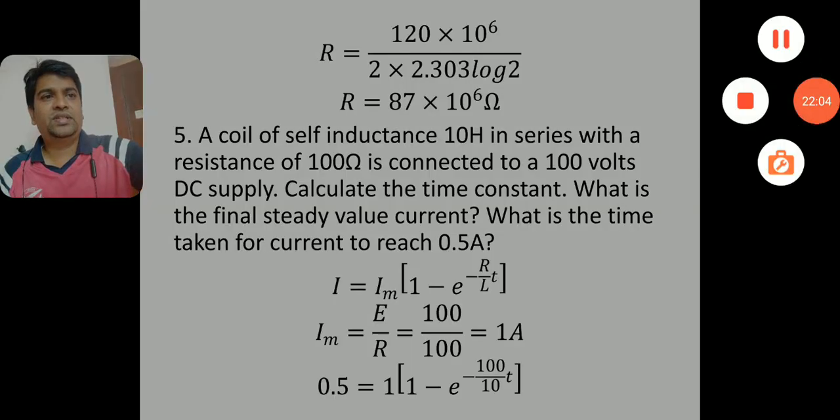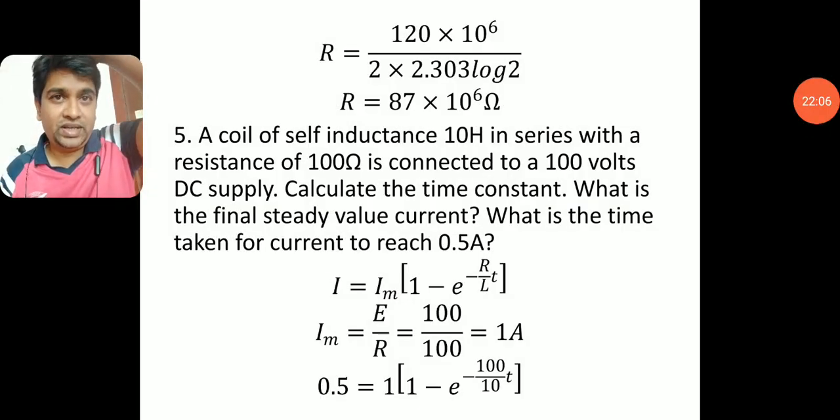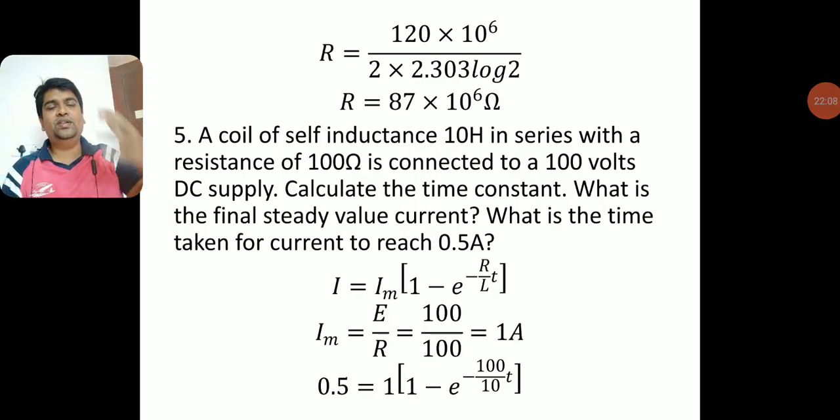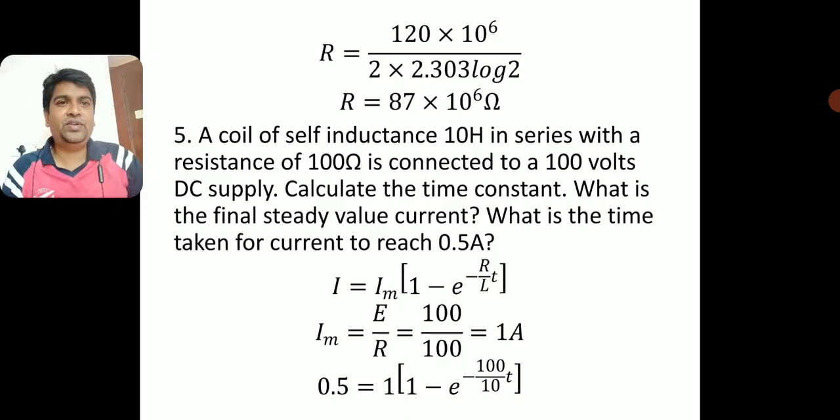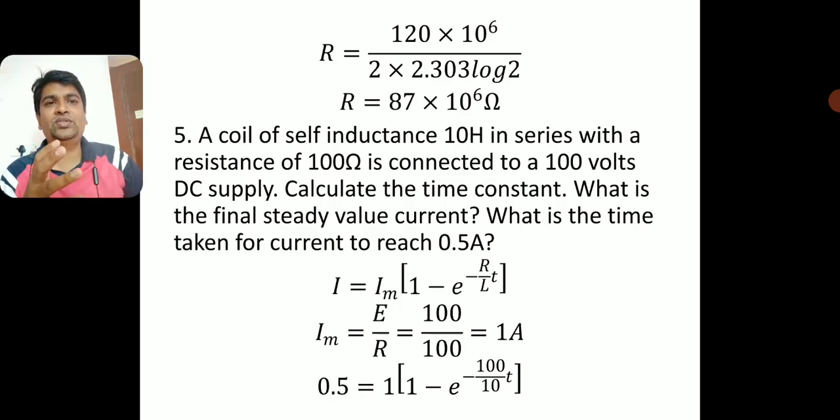Alright, that was quite an interesting problem. We'll move on to the next problem. A coil of self-inductance 10 Henry in series with a resistance of 100 ohm is connected to a 100 volts DC supply. Calculate the time constant. What is the final steady value of current and what is the time taken for current to reach 0.5 ampere?